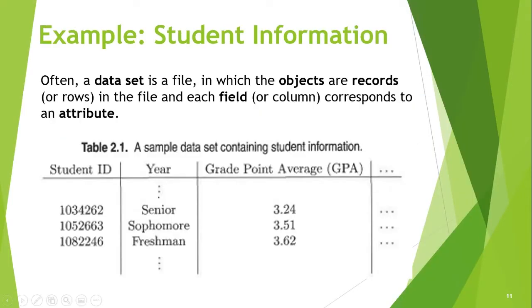Now, let us consider this example. Table 2.1. This is a sample data set containing student information. Often, a data set is a file in which the objects or records or rows in the file, and each field or column corresponds to an attribute. Now, the year, the grade point average or the GPA, the student ID, these are all the fields or the columns of the table, which serve as the attributes, whereas all the rows are the objects or records.